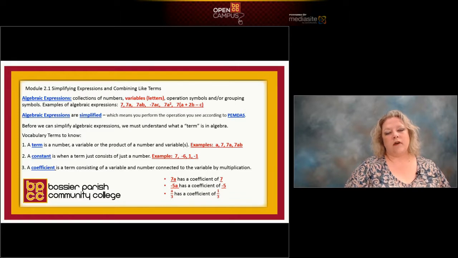So that's all for the vocabulary that we're going to do right now. We'll be coming back later with some more vocabulary. Now on to the next module.